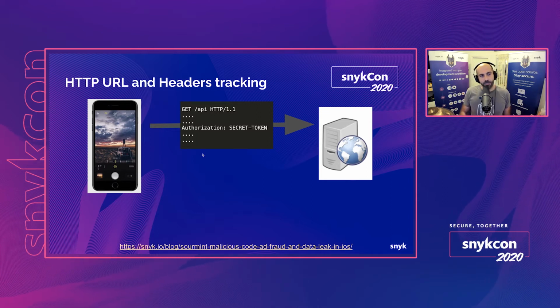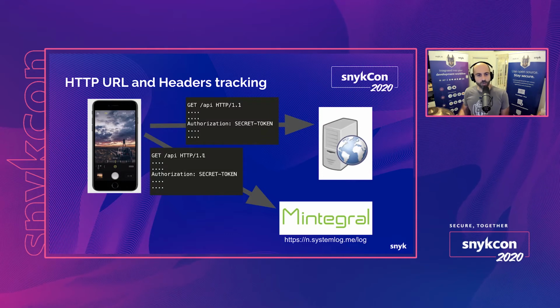Just an example: that photo editing app was sending an authorization header, an authentication token, to their servers to authenticate the user. That authorization token would be sent also to Mintegral, because this is part of what appears in the HTTP header. So that would be intercepted and sent to their server. Just one example.